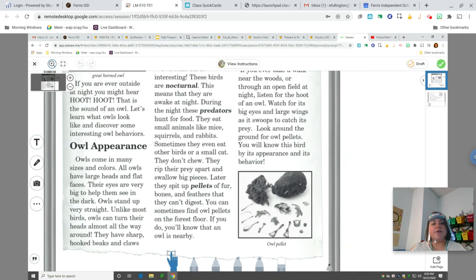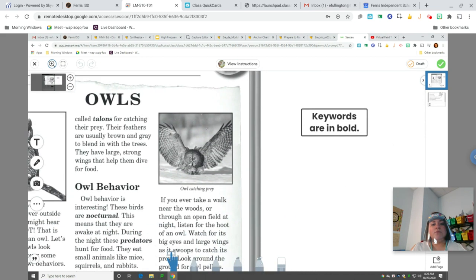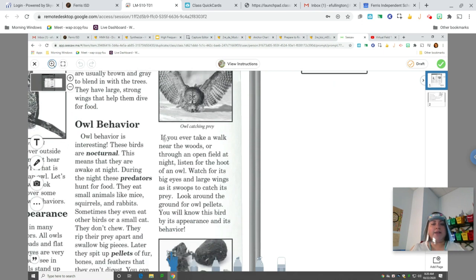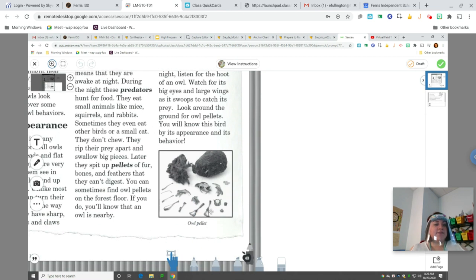So we're going to go at the very top. Owl catching prey. Yep, owl catching prey. If you ever take a walk near the woods or through an open field at night, listen for the hoot of an owl. Watch for its big eyes and large wings as it swoops to catch its prey. Look around the ground for owl pellets. You will know this bird by its appearance and its behavior. Look at the owl catching prey. So here are owl pellets, and those are the bones of the small animal it ate.